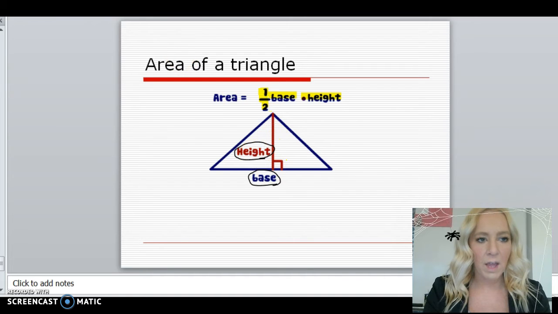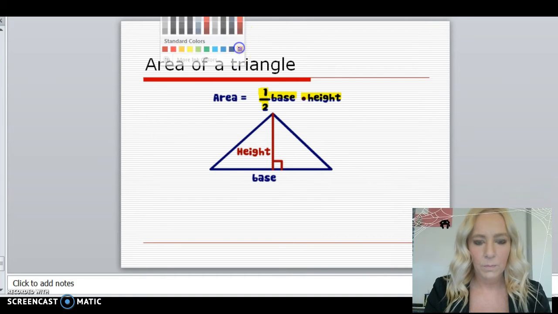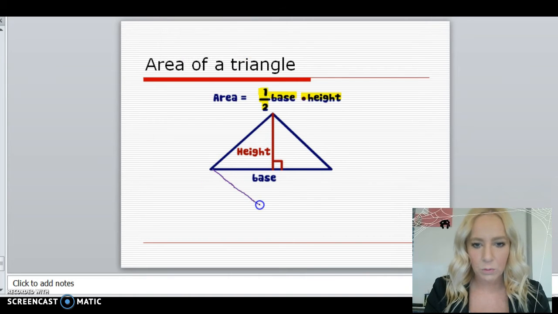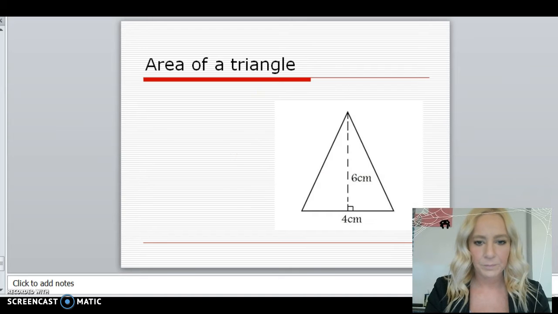Now the reason that it's 1/2 of the base times the height is because I'm going to add on to this triangle and I'm going to turn it into a square. Going back to previous concepts, the area of a square is length times width. Well, if you look at this shape here, the triangle is 1/2 the area of a square. So that's why we take the base times the height of the triangle and multiply it by 1/2 or divide it by 2. Now let's look at a couple examples.